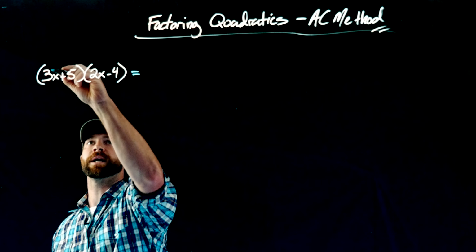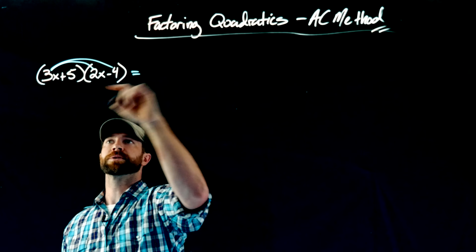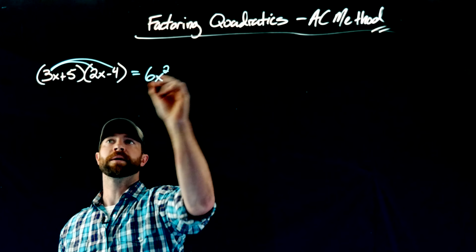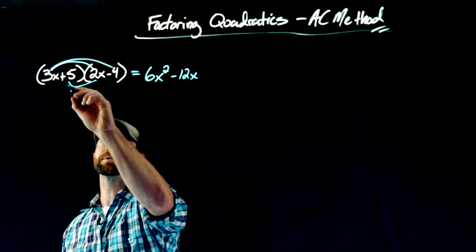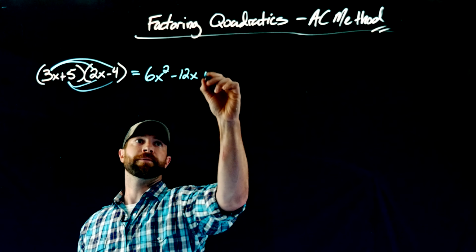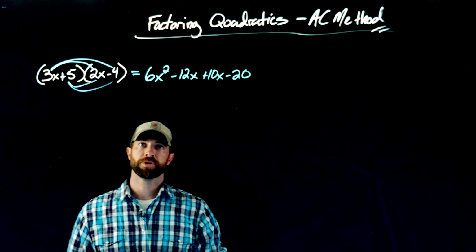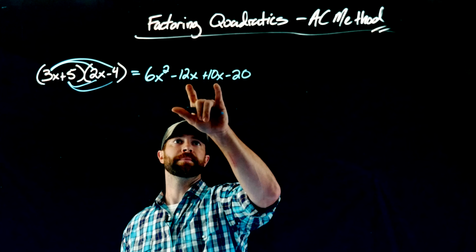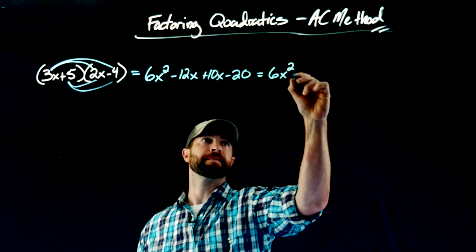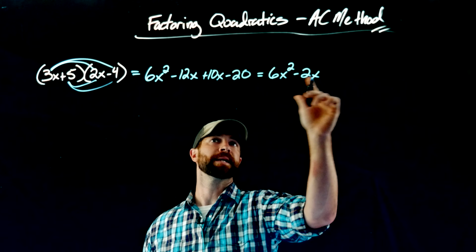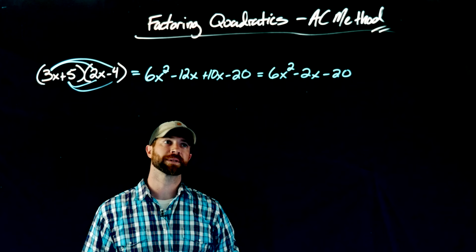When I multiply this, I distribute the 3x into both of these terms. 3x times 2x is 6x squared. 3x times the negative 4 is negative 12x. 5 times the 2x is 10x, and 5 times the negative 4 is negative 20. As always, when we multiply two binomials, we'll have these middle terms that can be combined together, and so I'll do that step right here, giving us the fully simplified version, which is 6x squared minus 2x minus 20.